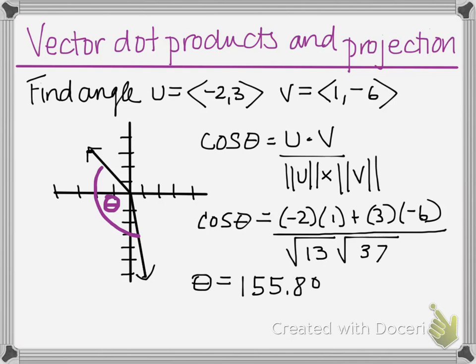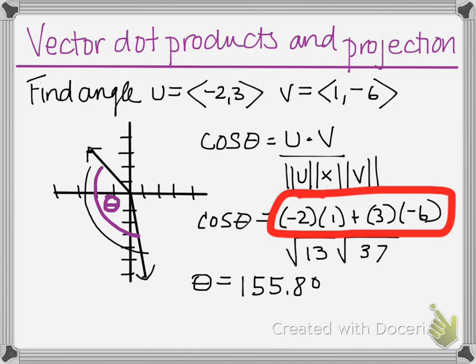155.8 degrees. Always nice to draw so that I can look and say, yes, that does look like it could be 155.8 degrees. And the main idea here, of course, is that I've used this formula to introduce you to the dot product. So that is the dot product of u and v.